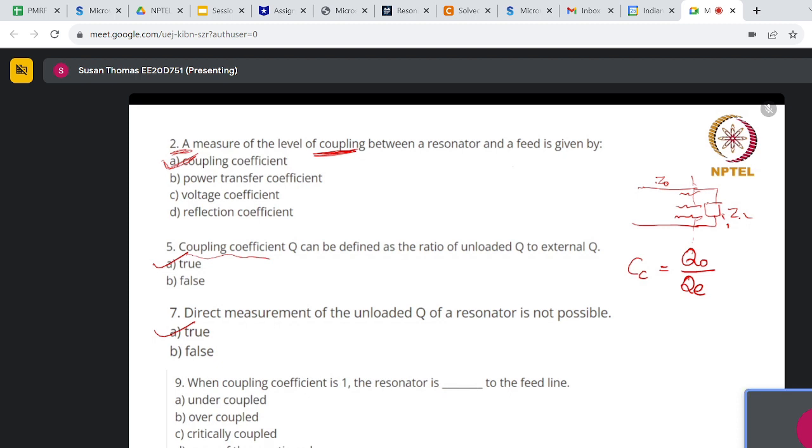So the thing is, we have to connect to what we already know. Then it becomes more clear. Okay, madam. One more question I have. When the coupling coefficient is 1, is the resonator undercoupled to the feed line? Is it overcoupled? Is it critically coupled?